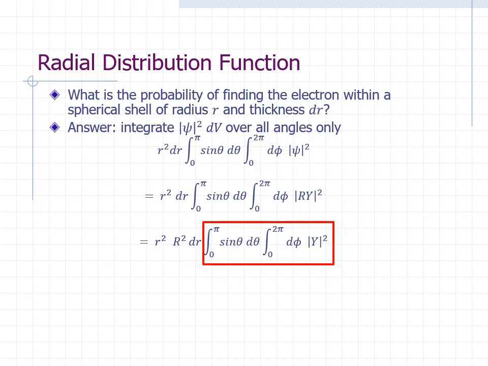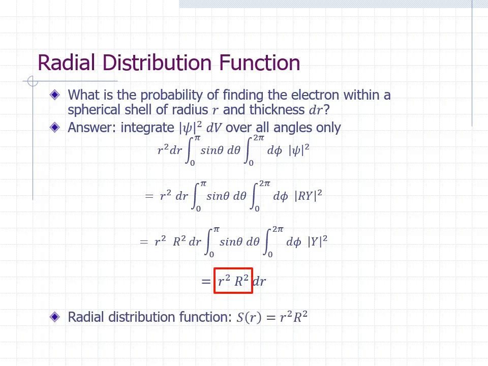And this expression simplifies to this: little r squared times big R squared times dr. This is the probability of finding the electron within a spherical shell of radius r and thickness dr. The function little r squared times big R squared is called the radial distribution function.